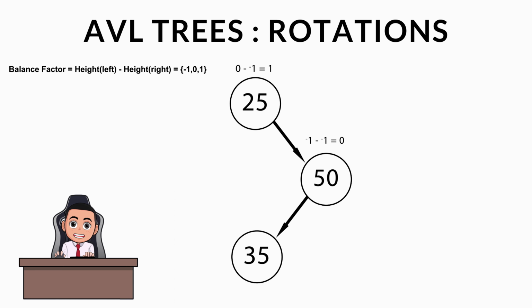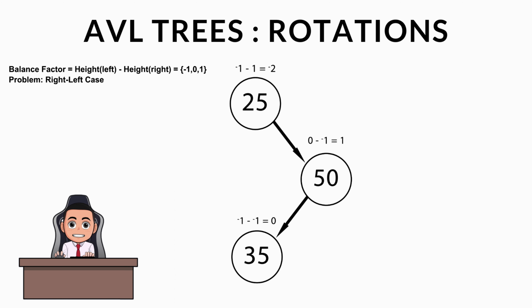Recalculating the balance factors, leaf nodes have a balance factor of 0. This has a balance factor of 1, and our root node has a balance factor of -2. And since -2 isn't part of the set, this tree is considered unbalanced. So since this node was inserted within the right subtree as a left child, this case is called the right-left case.